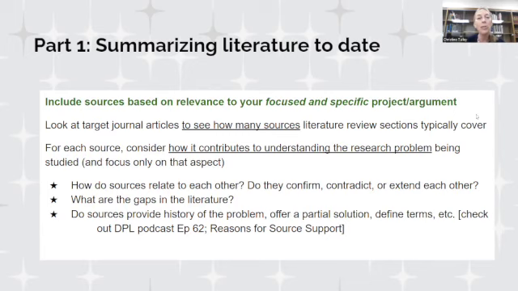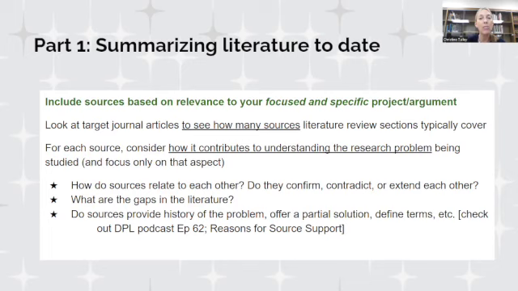Another way to think about these sources, when you're trying to figure out why you have them in there or what they're doing, is to think about whether they are providing a history of a problem. Are they there to define a theory or a term? Do they maybe show a partial solution, but it didn't use enough participants in that study, and now your study has more participants? Think through where all those pieces are. And so one episode I want to recommend that you look back at is episode 62 in this podcast.